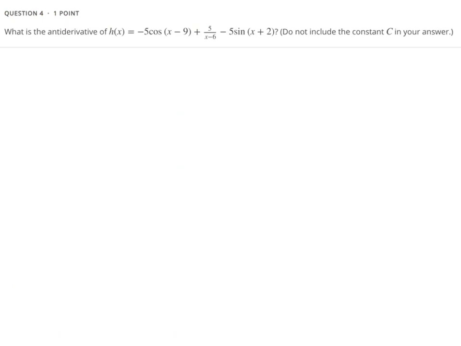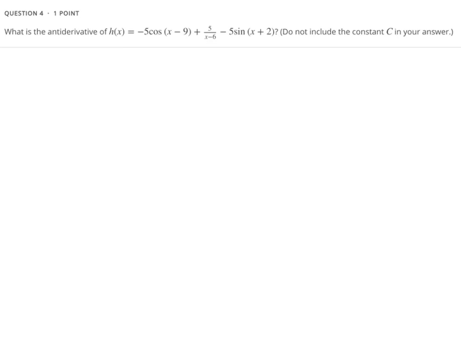So this is question 4. This one says, what's the antiderivative of h of x equals negative 5 times cosine of x minus 9 plus 5 over x minus 6 minus 5 sine of x plus 2. And this one does say do not include the constant c in your answer. So this is why I think a couple of people may have made that mistake in the first question.